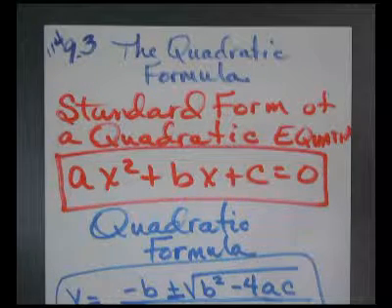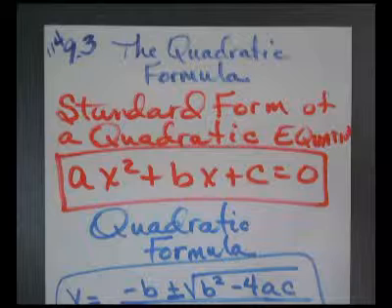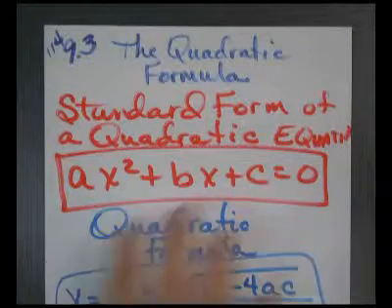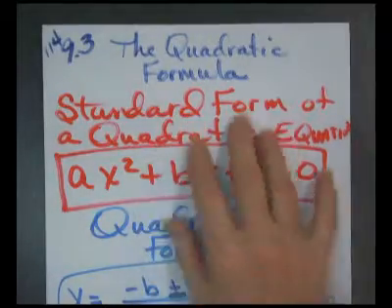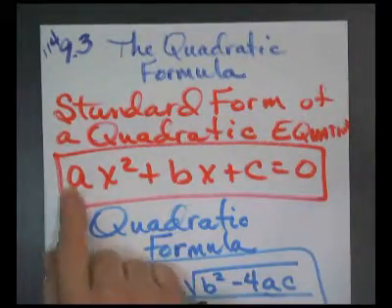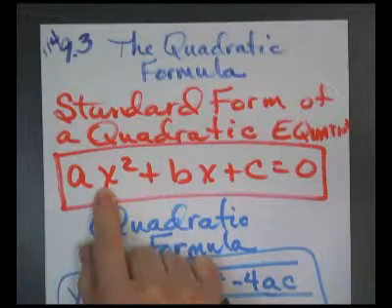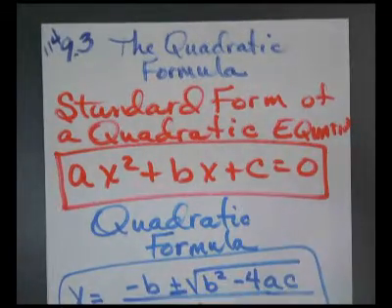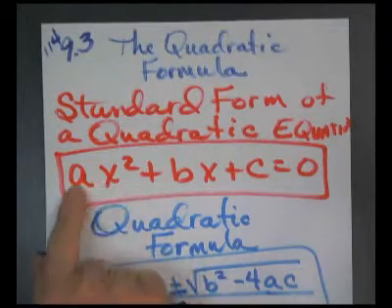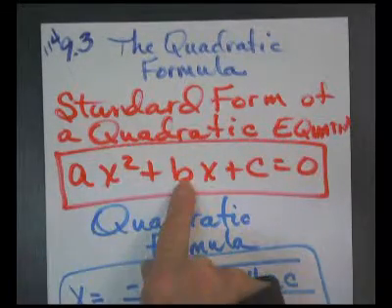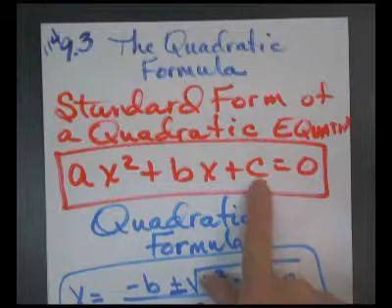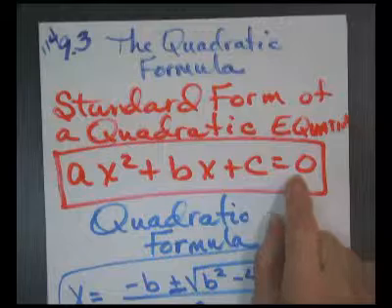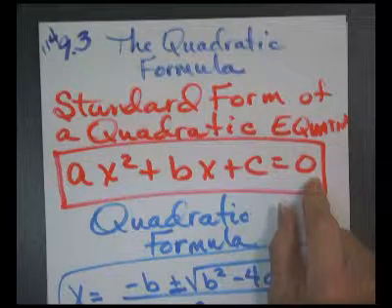No. Okay, 9.3, the quadratic formula. Okay, standard form of an equation, remember the standard form is ax squared plus bx plus c. That means the coefficient of the x squared is what you use for a, coefficient of the x is your b, and the number at the end is c. If it's not in this form where it's equal to 0, you need to make it equal to 0.